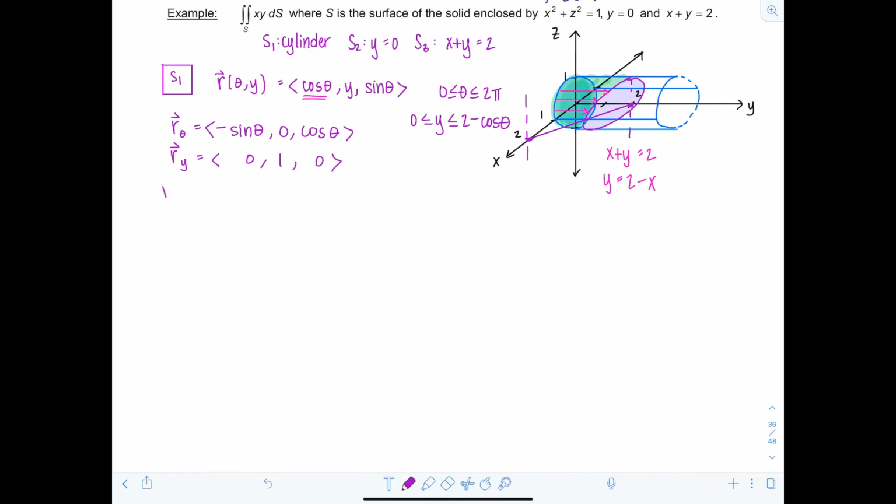Okay, so this cross product will yield, let's see here, that's 0 minus cosine theta. Next component's just 0. And last one is negative sine theta. Good. So the magnitude of this cross product is just lovely. It's 1.